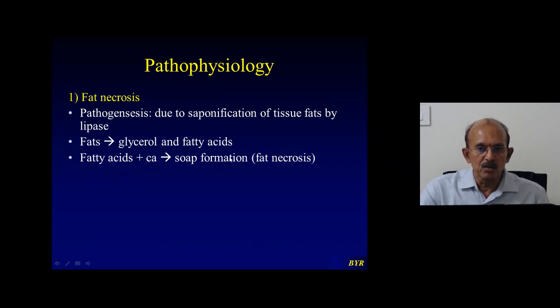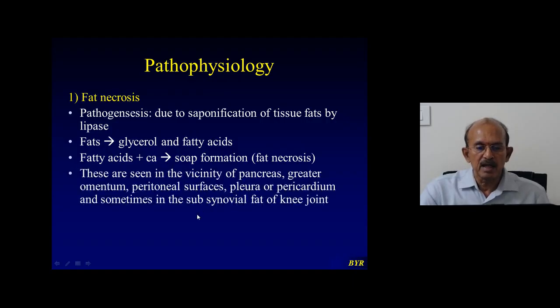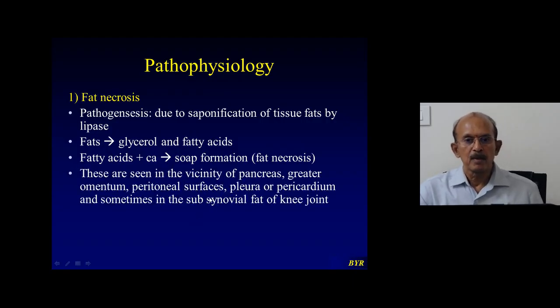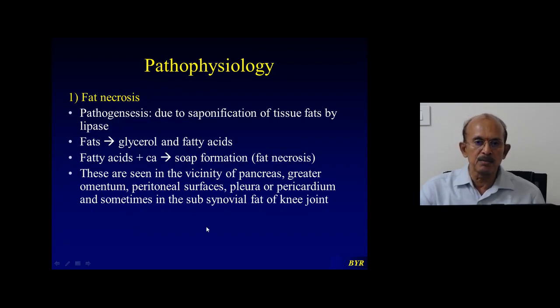So sometimes you get a short notes question on fat necrosis. Fat necrosis is nothing but formation of soaps in the tissues. The soaps are nothing but combination of fatty acids with calcium. There is calcium stearate and calcium palmitate. These fat necroses are seen in the vicinity of the pancreas, greater omentum, over the peritoneal surfaces, pleura or pericardium. And sometimes in the subsynovial fat of the knee joint also you can see these things. Because the lipase which is absorbed in the blood circulation will travel all around the body and can cause necrosis of the fat at any place in the body.